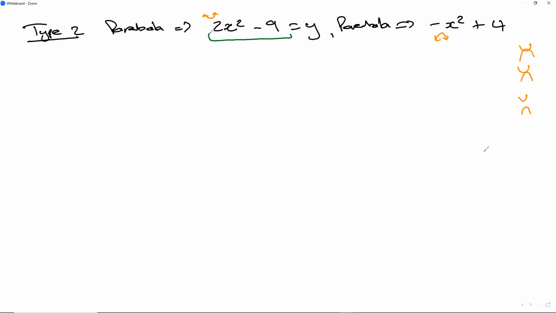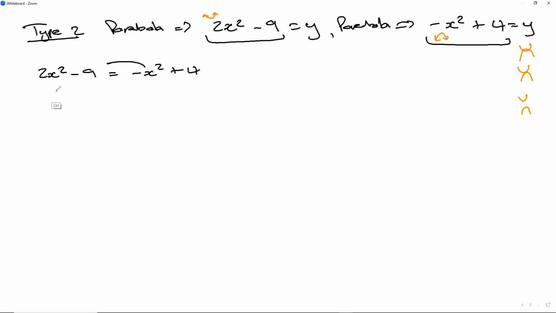They're both equal to y, right? I didn't state it in the second one. So if I make the next one equal to y over here, I can see that that and that is equal to y. So I'm going to make them equal to each other because they're both equal to y. I'm going to bring everything onto one side and try to solve for x. If I move this across, I end up with 2x squared plus x squared, which is 3x squared, negative 9 minus 4 will be minus 13, equals 0.